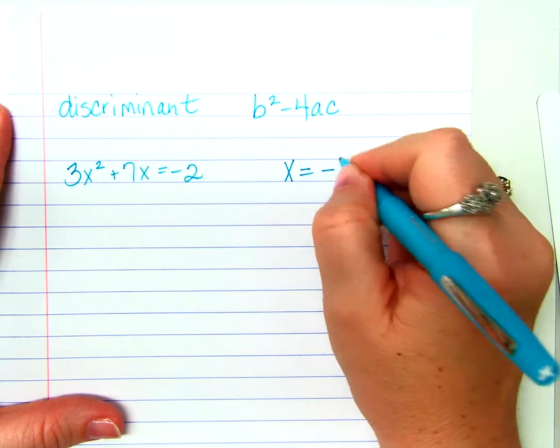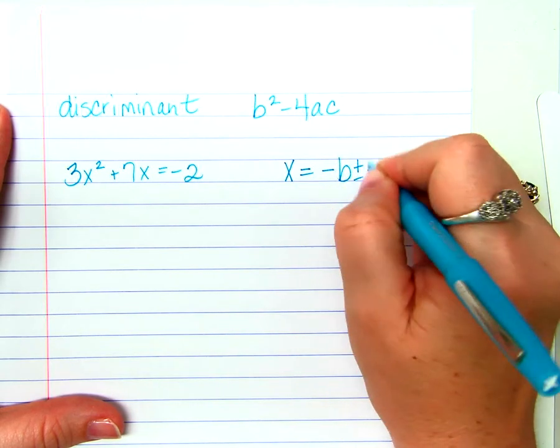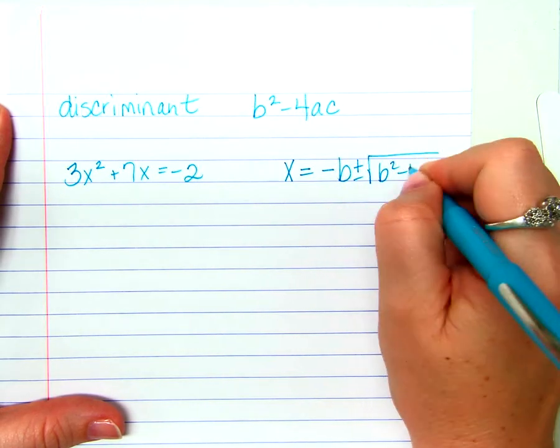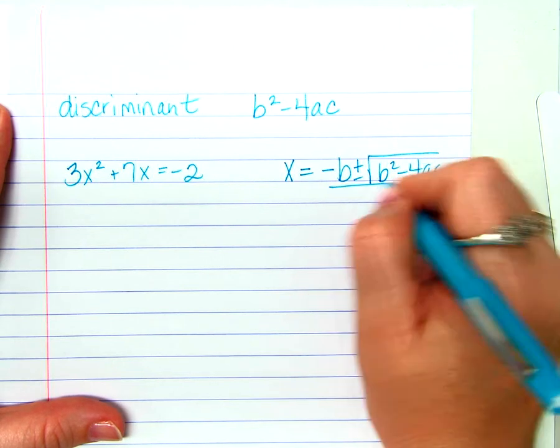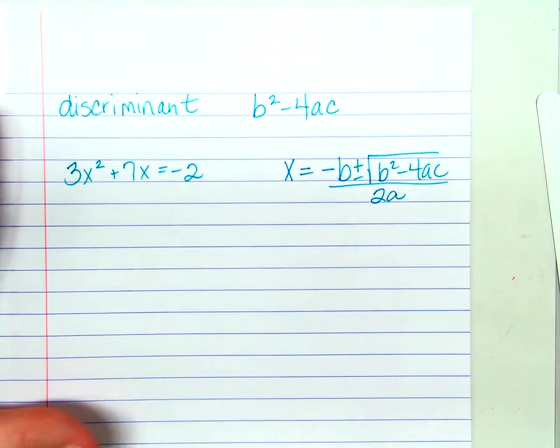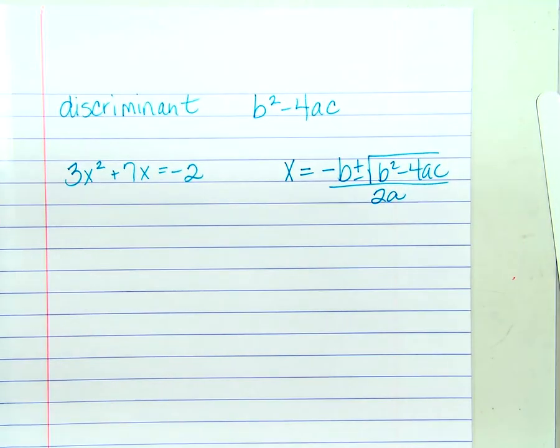X equals negative b plus or minus the square root of b squared minus 4ac all over 2a. One more time, just to get it stuck in your head for the rest of the day. You ready? X equals negative b plus or minus the square root of b squared minus 4ac all over 2a.